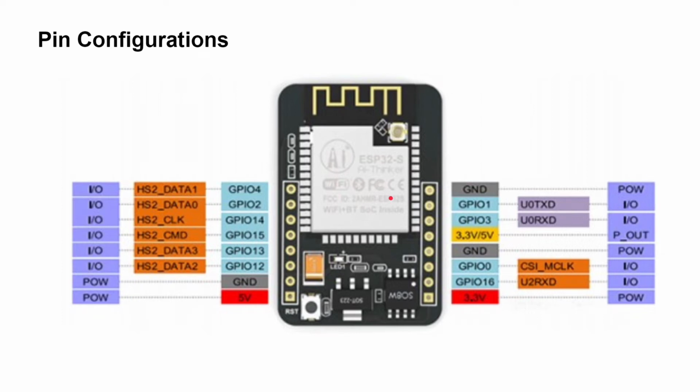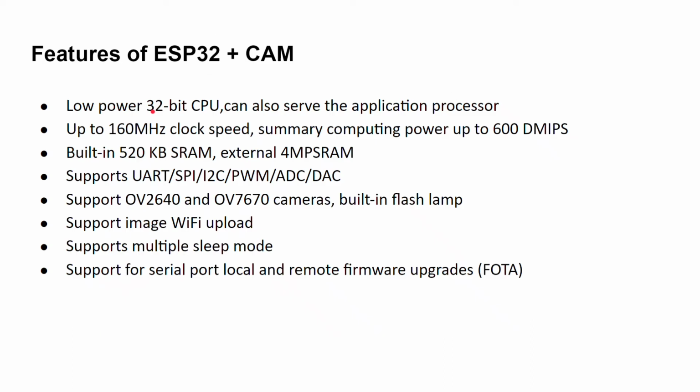Some of the pins which are internally connected to the micro SD card are GPIO 14 for the clock, GPIO 15 for CMD, GPIO 2 for data 0, GPIO 4 for data 1, and GPIO 12 for data 2. And let's see some of the features of the ESP32-CAM.